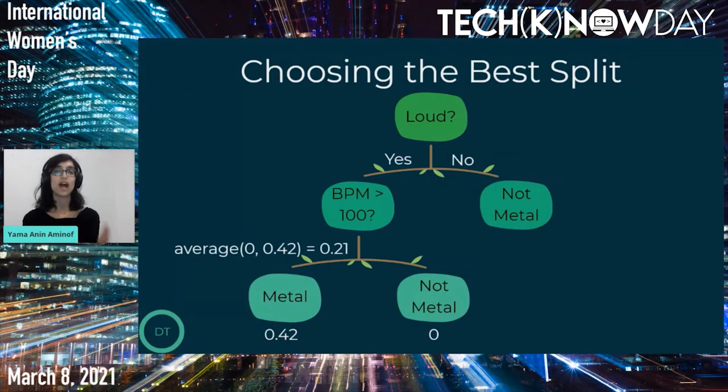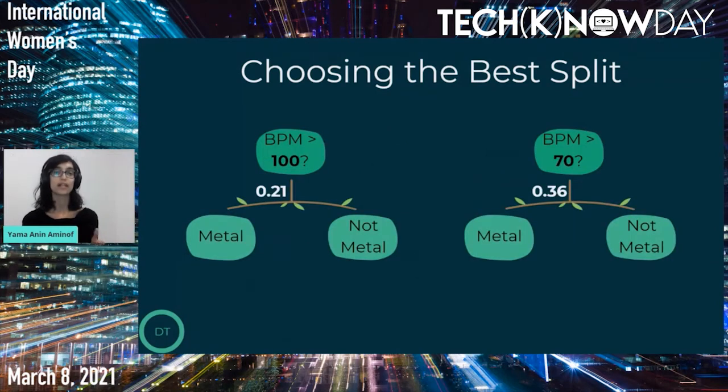So if the leaves under the BPM split consist of the same number of songs, the Gini impurity for using the feature BPM and the threshold 100 is 0.21. And if we calculate the Gini impurity for a split with the same feature BPM but a different threshold, 70, we'll see that the leaves will be less pure and the Gini impurity of that split will be higher. So we should choose the threshold 100 over the threshold 70.